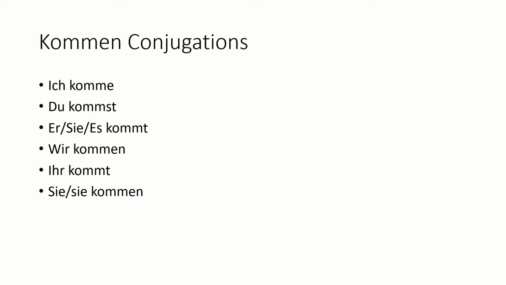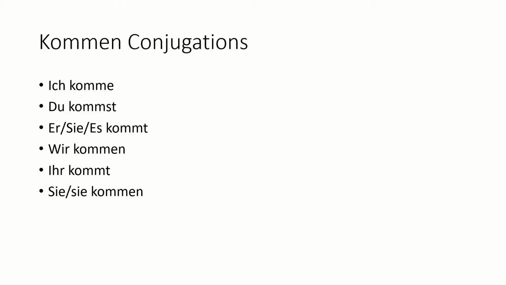Alright, now on to another regular verb. So we have ich komme, du kommst, sie kommt, wir kommen, ihr kommt, und sie kommen. So I'll repeat it. Ich komme, du kommst, sie kommt, wir kommen, ihr kommt, und sie kommen.